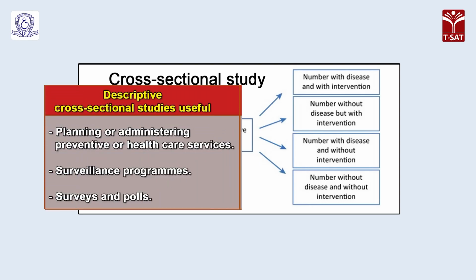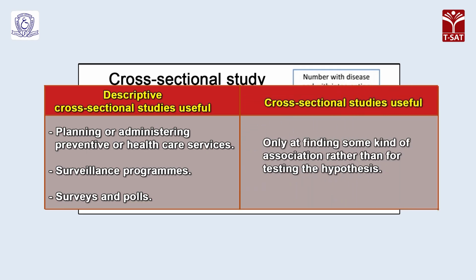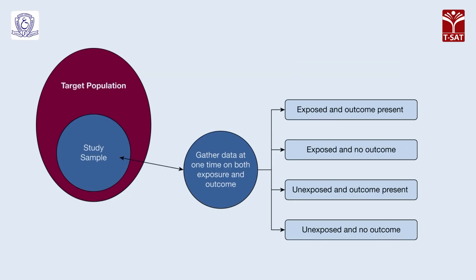Note here that descriptive cross-sectional studies are generally used for planning or administrating preventive or health care services, surveillance programs, and surveys and polls. Further, it is important to note that cross-sectional studies are useful only at finding some kind of association rather than for testing the hypothesis. This aspect, that is the biostatistics, as you may have realized by now, is true for all descriptive studies. Analytic cross-sectional studies, in contrast, compare the proportion of exposed persons who are diseased with the proportion of non-exposed persons who are diseased.